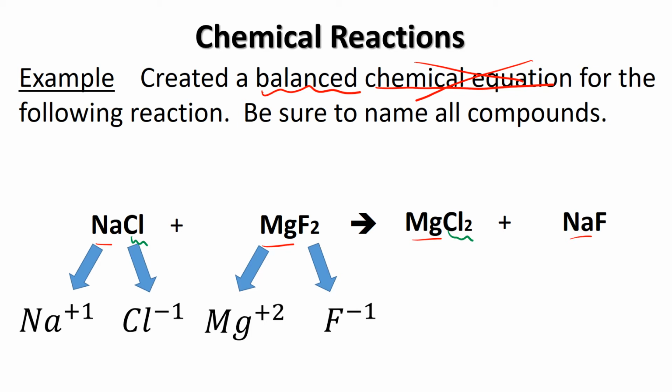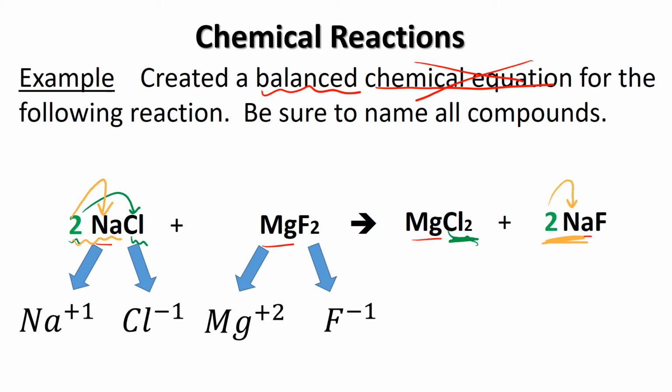So if we want to balance our chlorines, then all we really need to do is put a 2 out front. So now we have 2 chlorines here and 2 chlorines on the right-hand side. Let's not forget additionally that this 2 also applies to the sodium. So now we have 2 sodiums here, and over here we only have 1 sodium. So we do need to put something in front there, and that's going to be a 2. So that balances our sodiums.